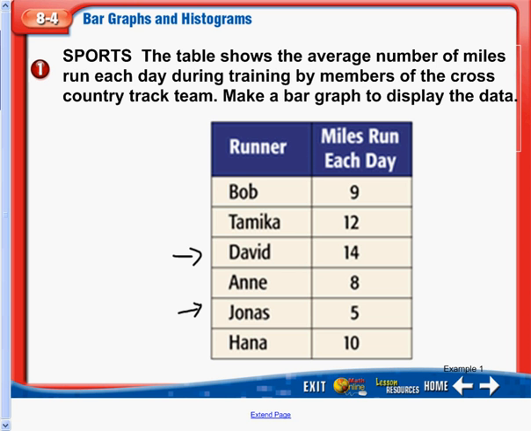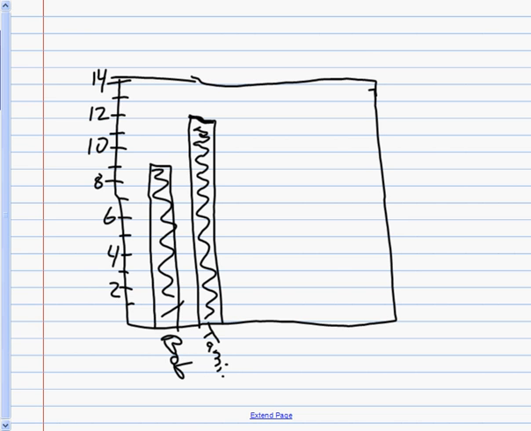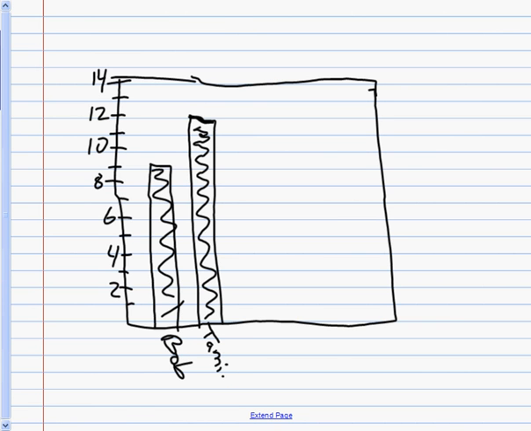Then we're on to the next one. Tamika ran 12. So it's okay to abbreviate. I could do Tammy for Tamika. She ran 12, so I already typically start at 12, do the mark, and then go down from there. This way I can just basically shade that in. Going on next, David had 14. So you can just put DAV for David. And that's the one that's going to go all the way to the top.